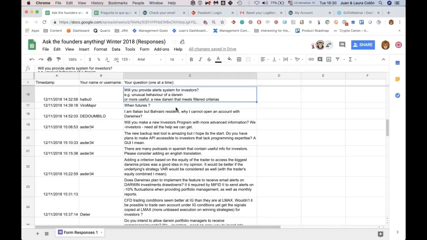The other element that I would draw your attention to is the conditional orders in the system. So take profits, stop losses, buy limits, and so on. That provides you with a good tool to try and leverage movements in the price of Darwins. And when it comes to unusual behavior of a Darwin, there's the built-in risk management engine, which will of course filter out any large increases, for instance, in leverage. And then a new Darwin that meets filtered criteria, I believe this is possible with the filters you've already got, unless I'm mistaken.